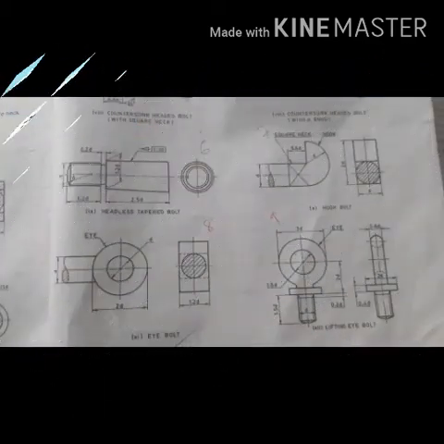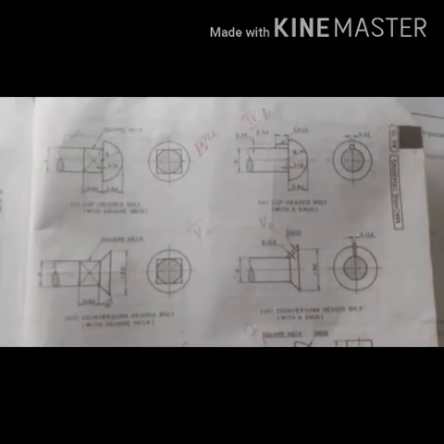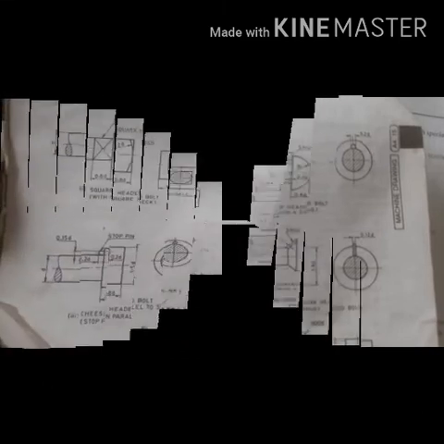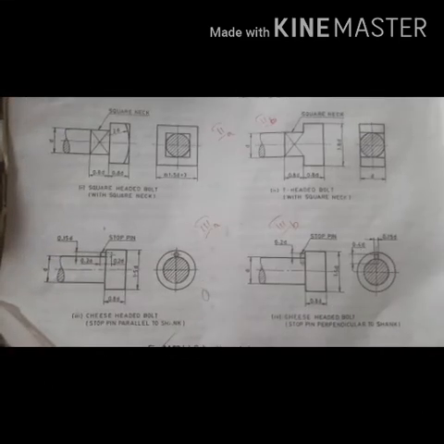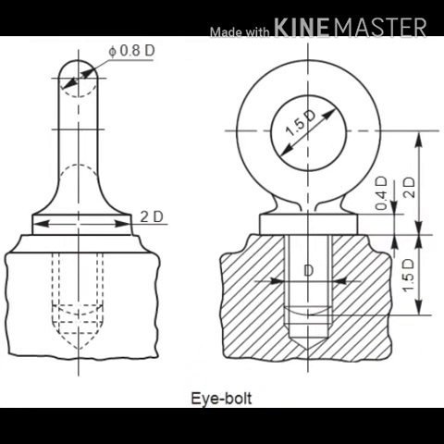Next, you have to understand what are the other types of bolt shapes other than hexagonal headed bolt and square headed bolt. In engineering drawing, we commonly use hexagonal and square headed bolts. In addition to this, many different types of bolts are used. Some of them are named here.